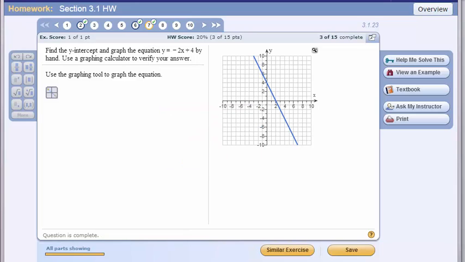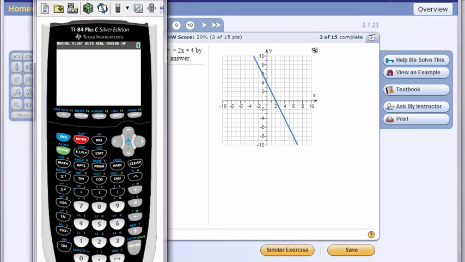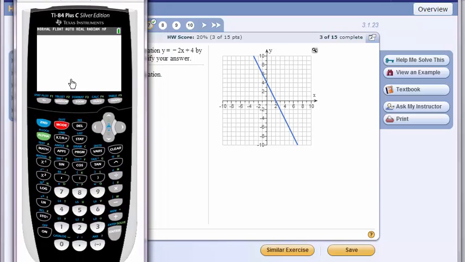The second part of this question was to use a graphing calculator to verify your result. So if I grab a calculator real quick, to verify my result, I'm going to graph it on my calculator, same equation, and just compare the two graphs to see that they're the same. So I click the y equals button on the calculator. We'll type in the equation negative 2x plus 4, then hit the graph key.